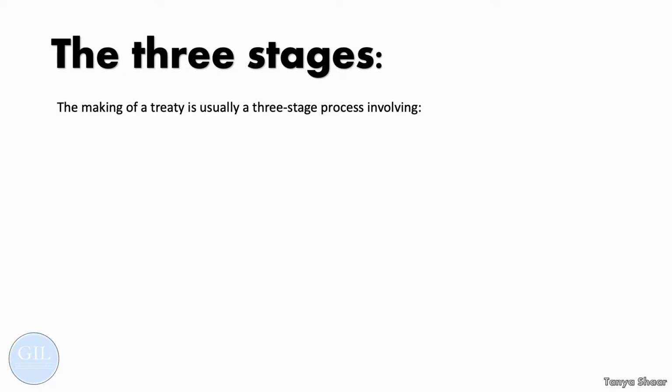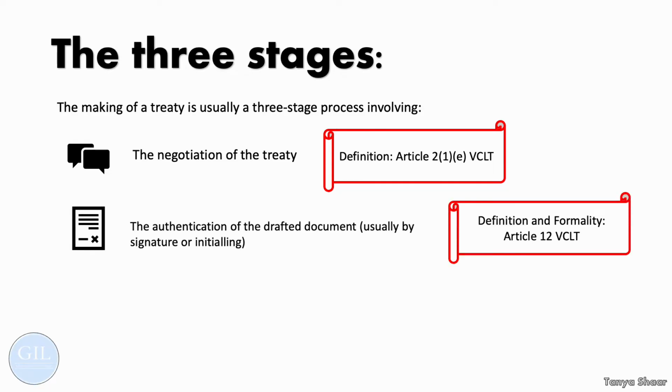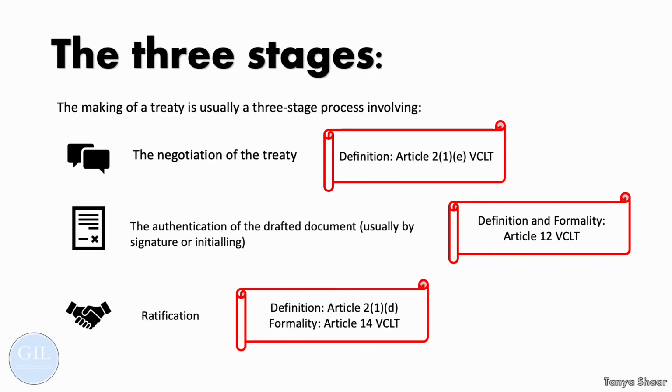The making of a treaty is usually a three-stage process involving the negotiation of the treaty, where negotiation is defined in Article 2.1e of the VCLT as a process in which states take part in the drawing up and adoption of the text of the treaty; the authentication of the drafted document, usually by signature, where Article 12 of the VCLT outlines the definition of what constitutes a signature and what steps need to be followed in order to produce a valid signature; and lastly, ratification, which is defined in Article 2.1d of the VCLT and further expanded upon in Article 14.